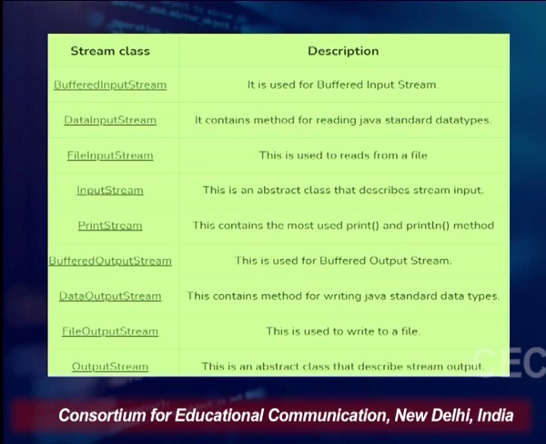So, for example, if we can see the buffered input stream, data input stream, then file input stream and input stream, these four classes are related to reading of input, while the print stream, buffered output stream, data output stream, file output stream and output stream are, as the name indicates, classes having the functionality to provide the output.